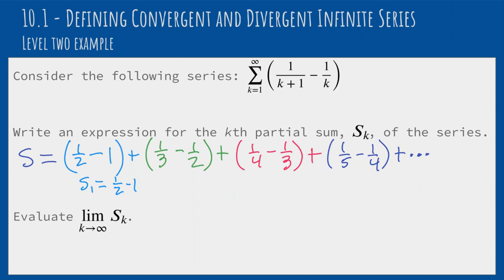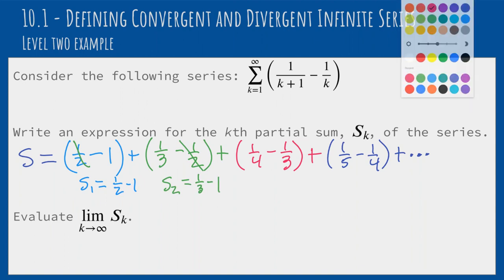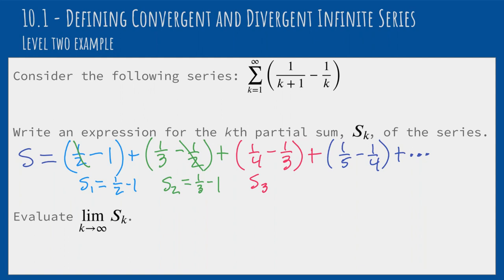The second partial sum, what's going to happen is the 1/2 here and the 1/2 here are going to cancel each other out. So the second partial sum is going to be 1/3 minus 1. You might start seeing a pattern here already. So the third partial sum, the 1/3s are going to cancel each other out, and what we have left is 1/4 minus 1. And the last one that we did here, s sub 4, the plus 1/4 and the minus 1/4 are going to cancel each other out, and that's going to leave us 1/5 minus 1.